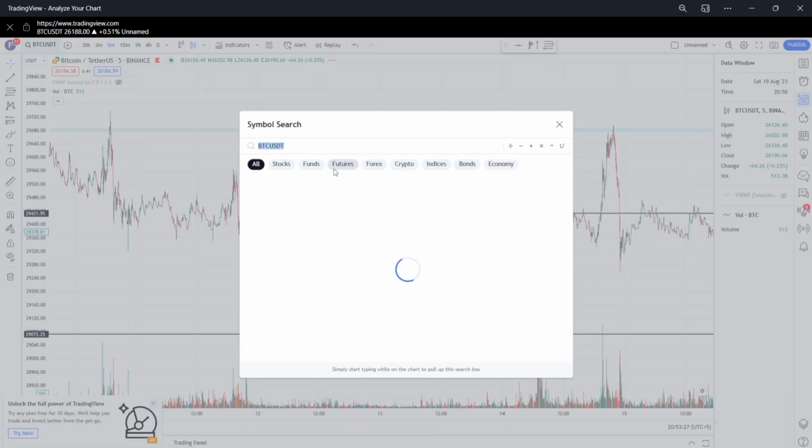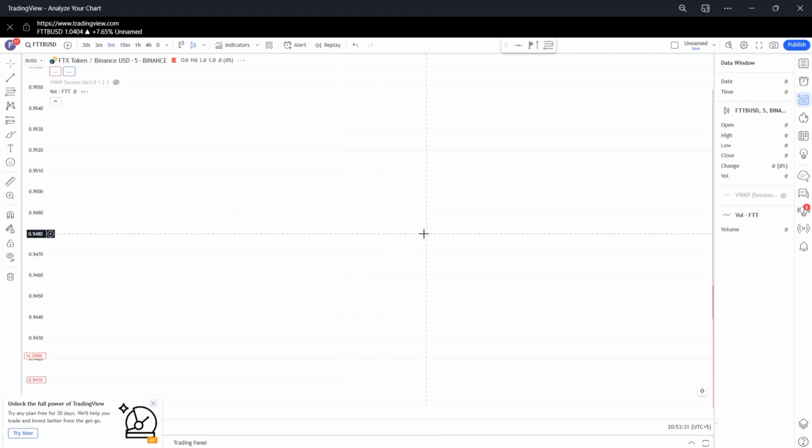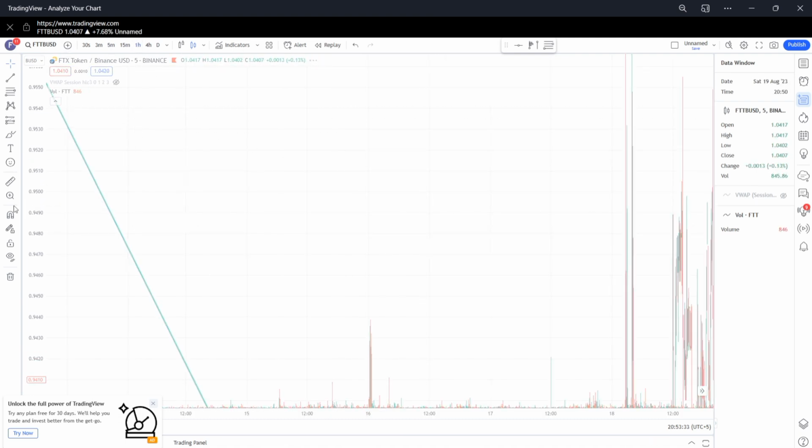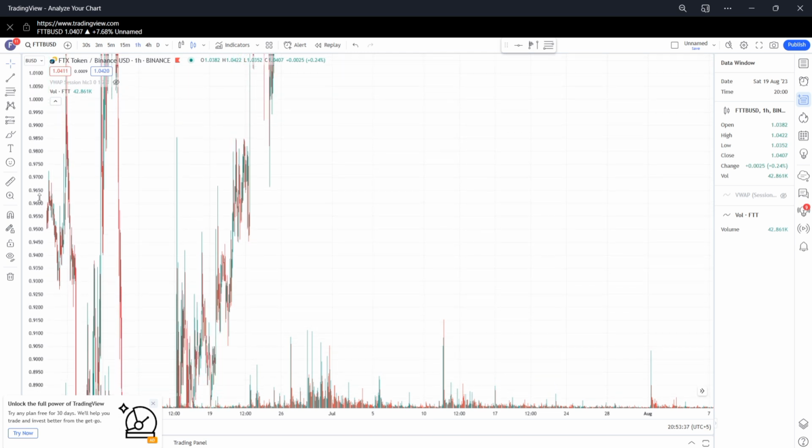Let's just jump to another chart, a random chart. Let's just open up the FTT chart, and I'll show you how these round formations take place and play out most of the time.